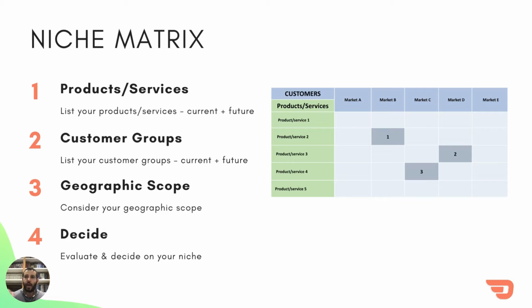Step number 1 is your products and services. Literally down the left side of the page, you list all of your products or services, including the ones you don't currently offer, but may want to offer in the future. Number 2, you list your customer groups. So along the top of the page, list the various customer groups you currently serve, as well as those you could or may want to serve in the future.